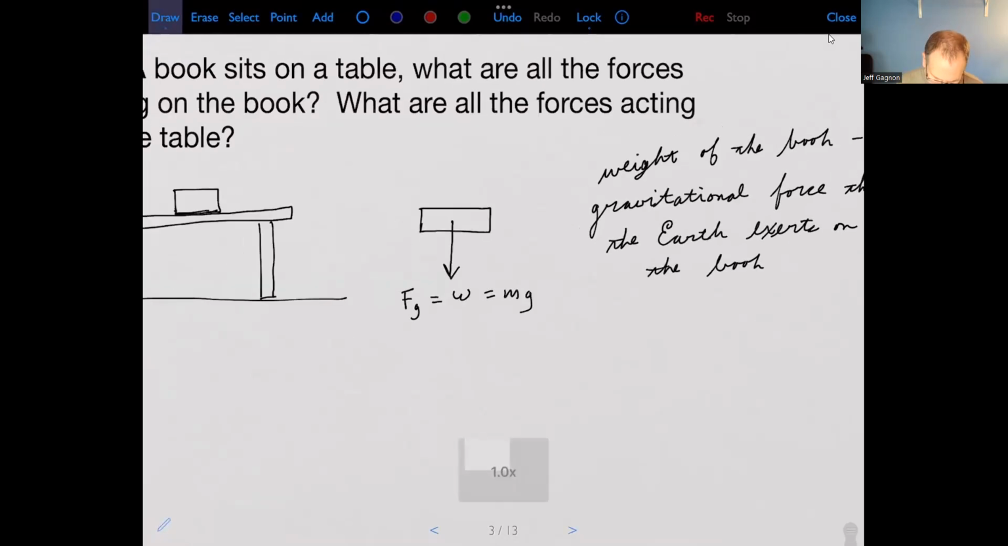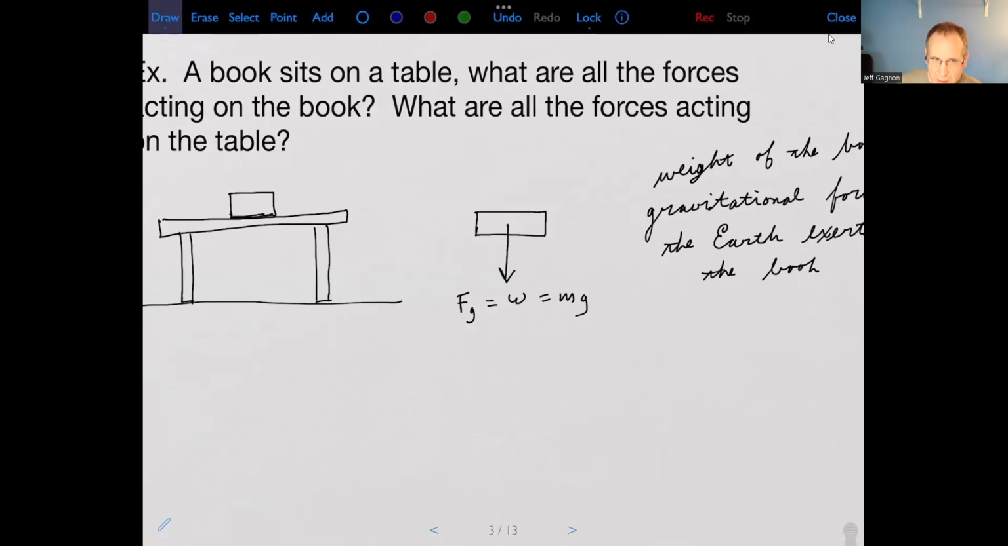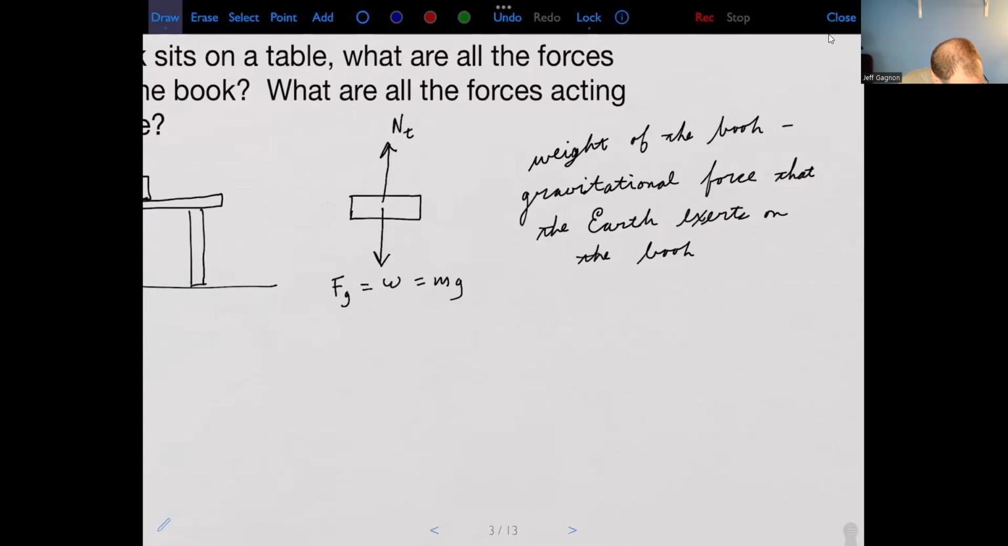Okay, what are some other forces acting on the book? Well, notice that the book is sitting on the table, so the table must be pushing up on the book. That's what we call a normal force. I'll draw it like this and call it N sub T, meaning the table. So the normal force, which we're calling N sub T, is the force that the table exerts upward on the book.